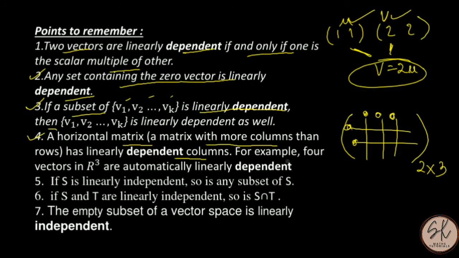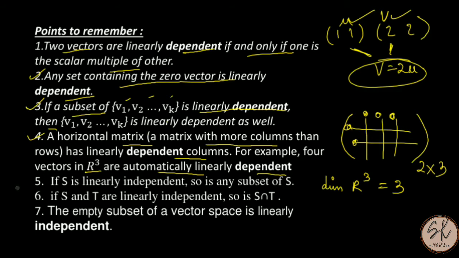For example, 4 vectors in R cube are automatically linearly dependent. See, the dimension of R cube is what? 3. So if 4 vectors are given, then automatically they will be linearly dependent because one vector is going to be a linear combination of the other 3. So therefore this will be linearly dependent if 4 vectors are given in R cube.